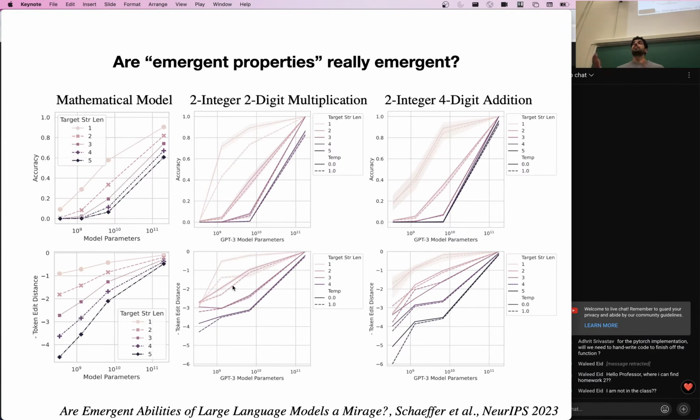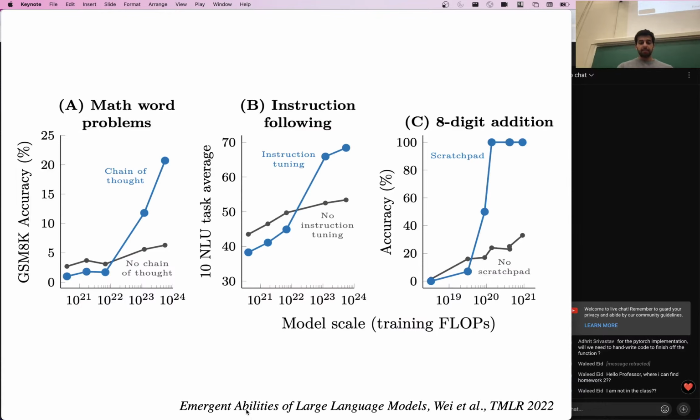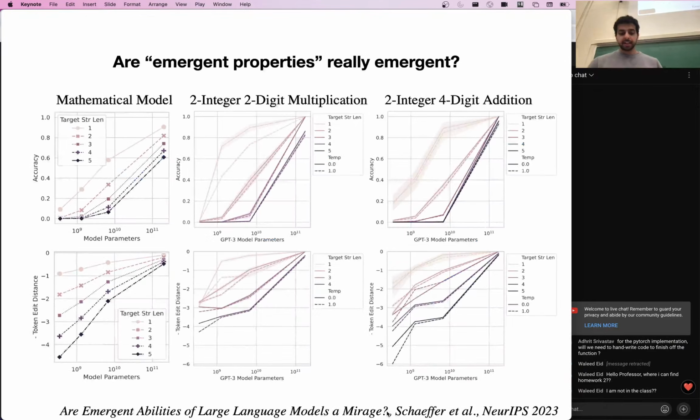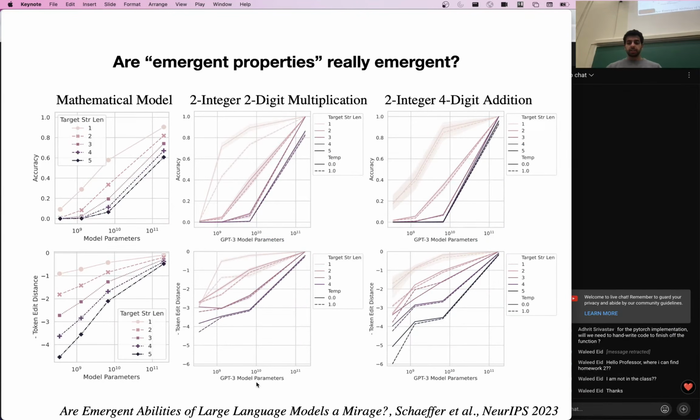I also wanted to just describe briefly this paper that came out at NeurIPS last year and that won an Outstanding Paper Award, which is a nice counterpoint to the paper from here, Emergent Abilities of Large Language Models. This paper is titled, Are Emergent Abilities of Large Language Models a Mirage? So the top row here, let's just look at this 2-integer, 2-digit multiplication, 2-integer, 4-digit addition. These are the curves that you see if you measure the performance in terms of accuracy. So accuracy is just a binary judgment. Is the answer correct or is it incorrect?